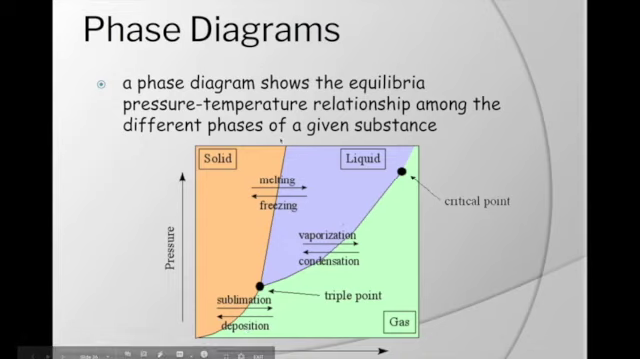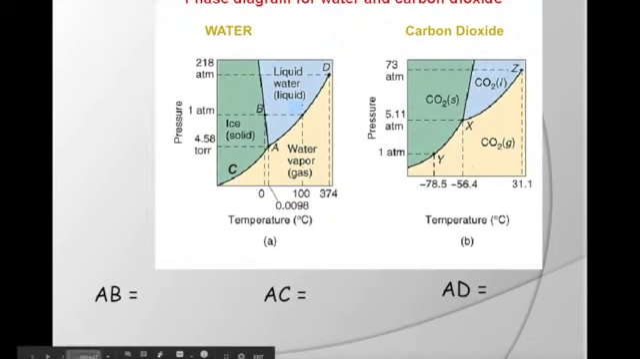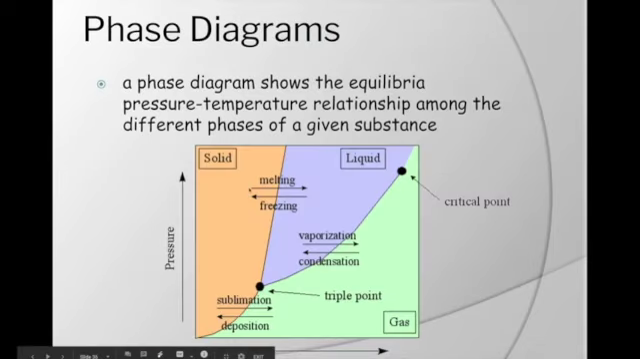You have your solid group over here. You have your liquid group in the middle, and you have your gas at the bottom. All right, so where these lines are, like right here in between solid and gas, that is where you see your phase changes. Where the arrows are pointing, that's the type of phase change.